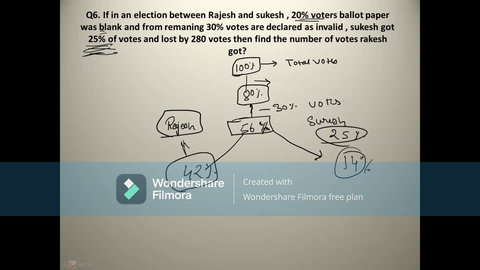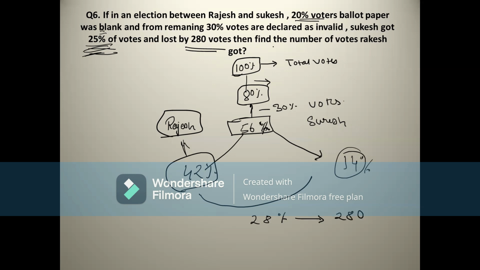And the margin will be how many? 42 minus 14 will be 28%. So the margin will be 28%, and they have given you that the margin here is 280 votes. So 28% is 280.